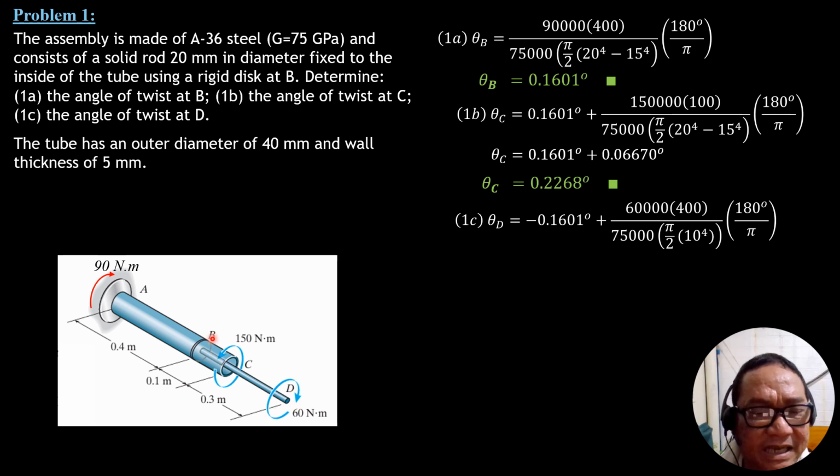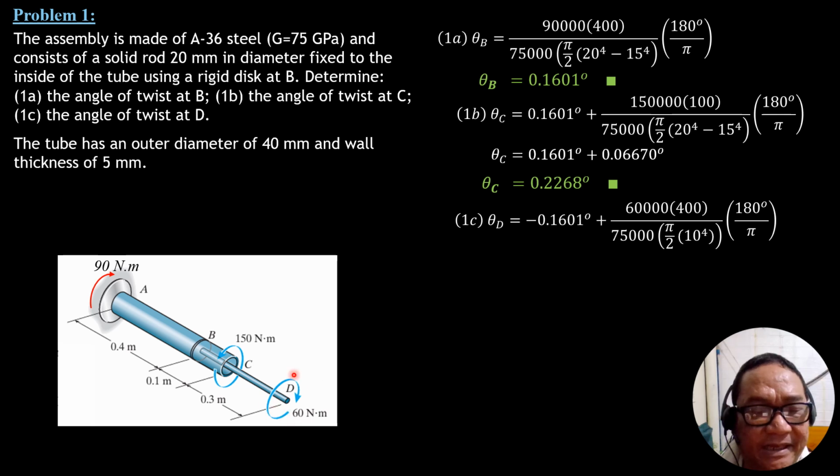So it is theta B, then plus the result here, which is opposite because this is now 60 Newton meter. So its effect is opposite. So that's why I treated the angle of twist at B to be negative 0.1601 from there. And because we expect that the angle of twist in portion BD is greater because it's a slender, narrow section, I treat that as plus.